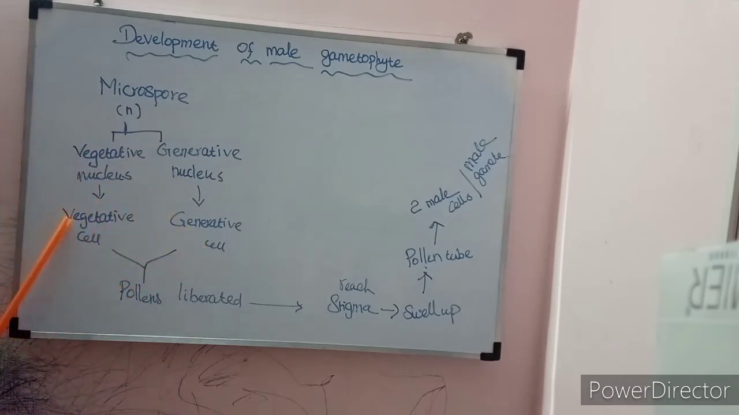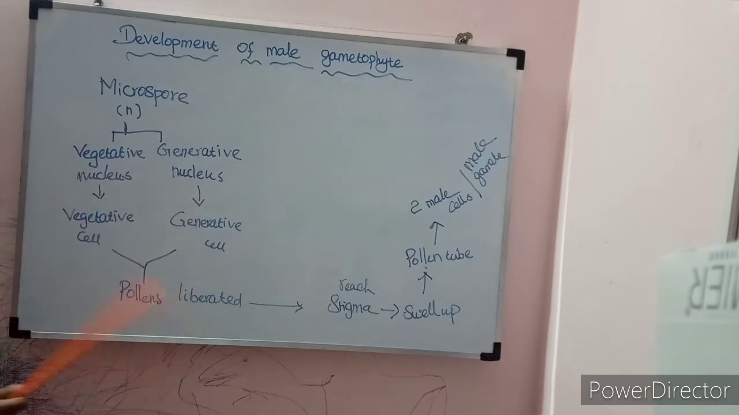So there will be two unequal cells. The vegetative cell will be large, irregular and will have abundant food materials. And the small generative cell. In the two-cell stage, 60% of angiosperm plants start to liberate the pollens. But in 40% of angiosperm plants, the generative cell divides again into two male gametes, and then the pollens are liberated. So majorly, once the two-cell stage, vegetative cell and generative cell, is formed, the pollens will be liberated.